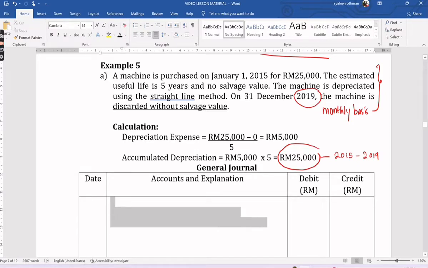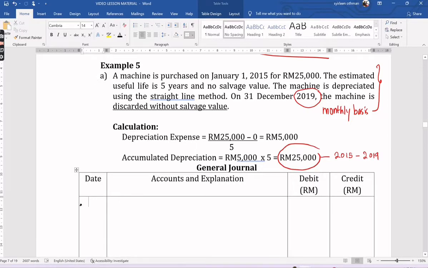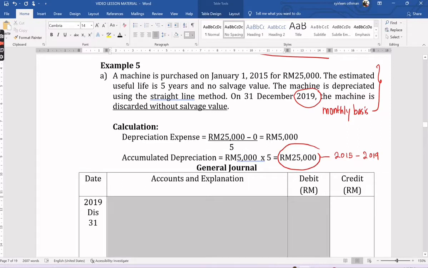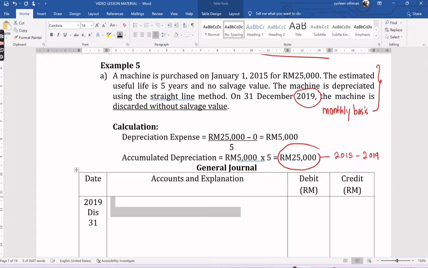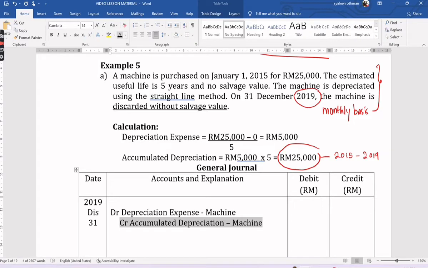Okay, so now what I will record, the first thing that you need to do is the date, that is on the 31st. Coincidentally that date is the closing date, but before you do the closing, you will discard the asset first. Okay, so now when I want to record the general journal for depreciation, I will debit depreciation expense for the machine, and I will credit accumulated depreciation for that particular machine as well. Okay, so the value we will record is for the current year, that is for 2019.